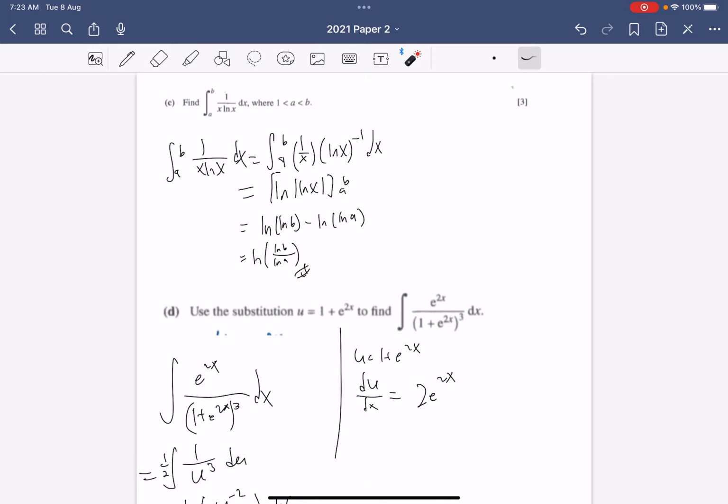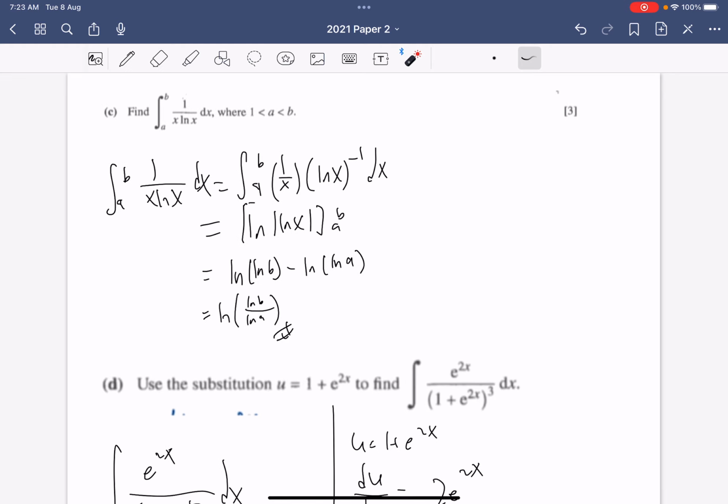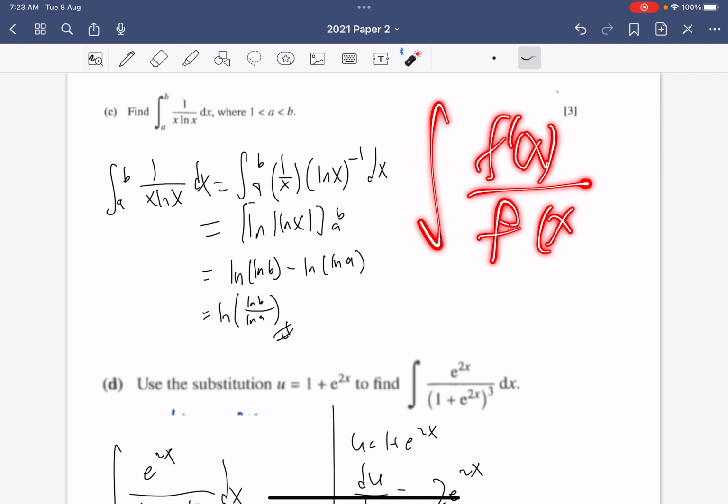So this should be very clear, but it's just to recognize that 1 over x is the derivative of ln x, and ln x now is a reciprocal, so you just need to use the formula for the integral of f'(x) over f(x), which is ln f(x) plus c.